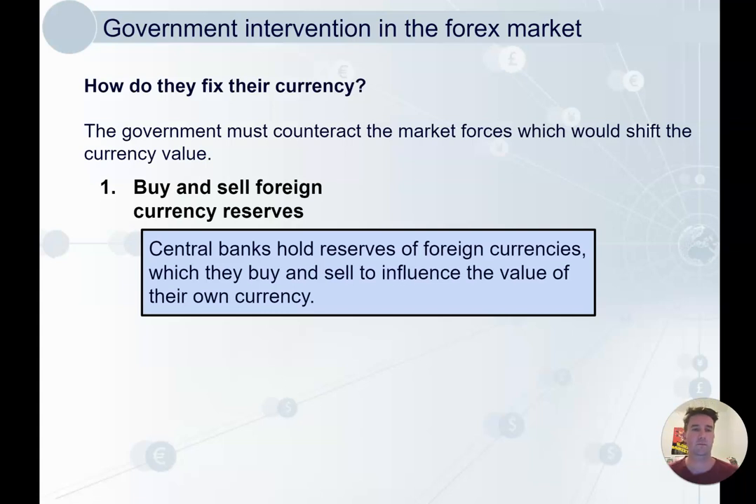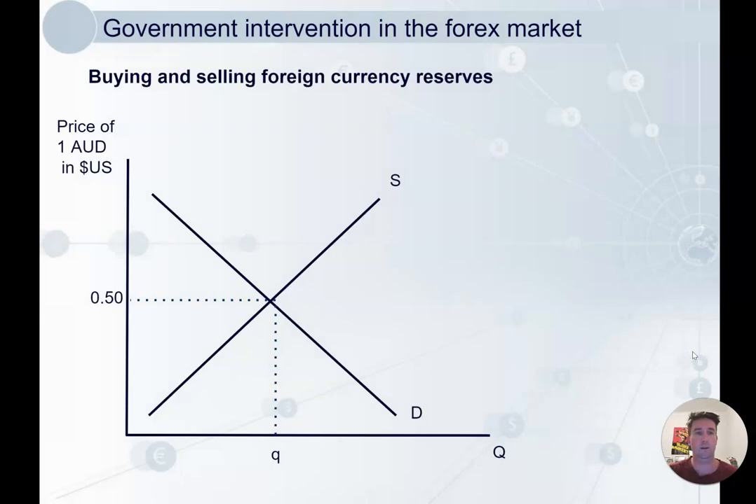First way they do this is they buy and sell foreign currency reserves. So central banks, every central bank around the world, they will hold reserves of foreign currencies. The Reserve Bank of Australia, we've got a bunch of US dollars, we've got lots of euros, pounds, yen, and so forth. Lots of them. And at any time, a central bank can use those to influence the value of their own currency. So we're going to show how that would work. We'll use an example.